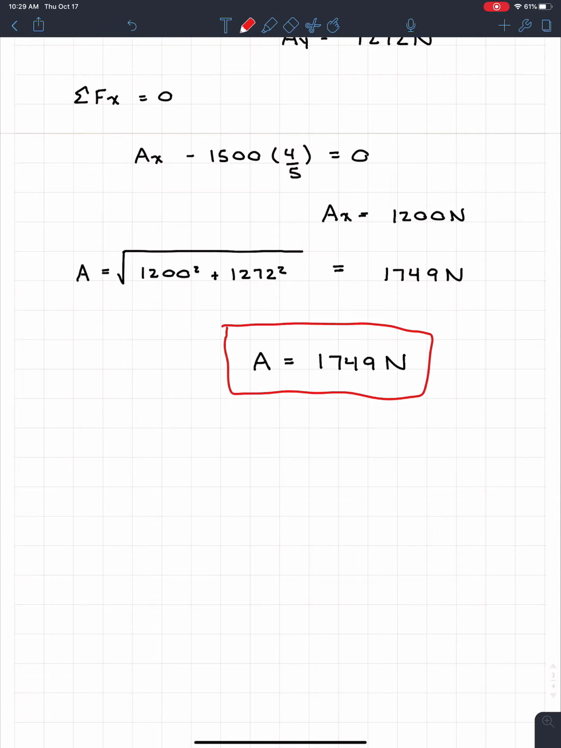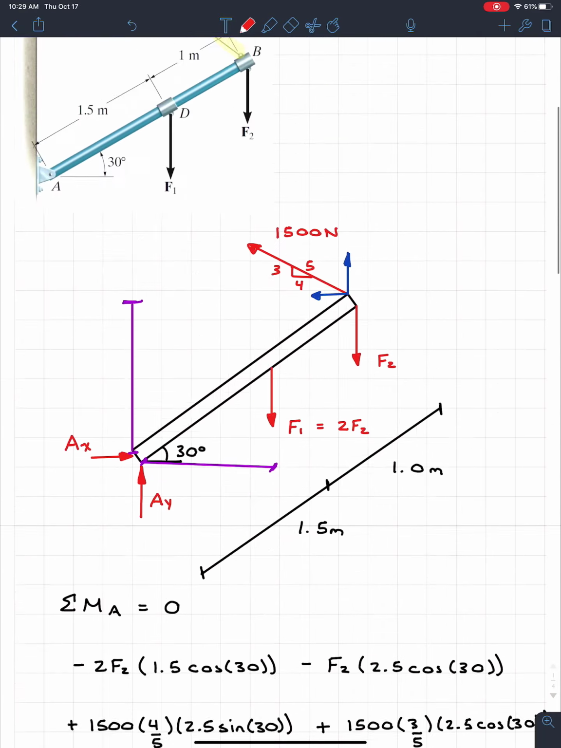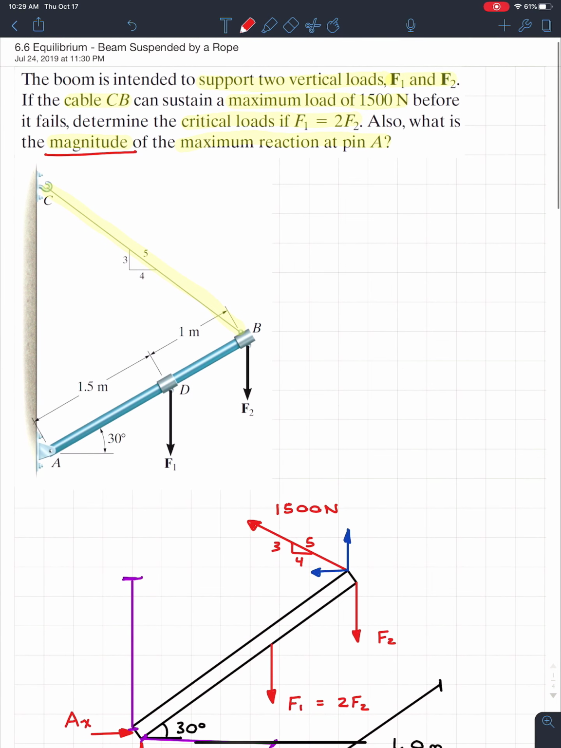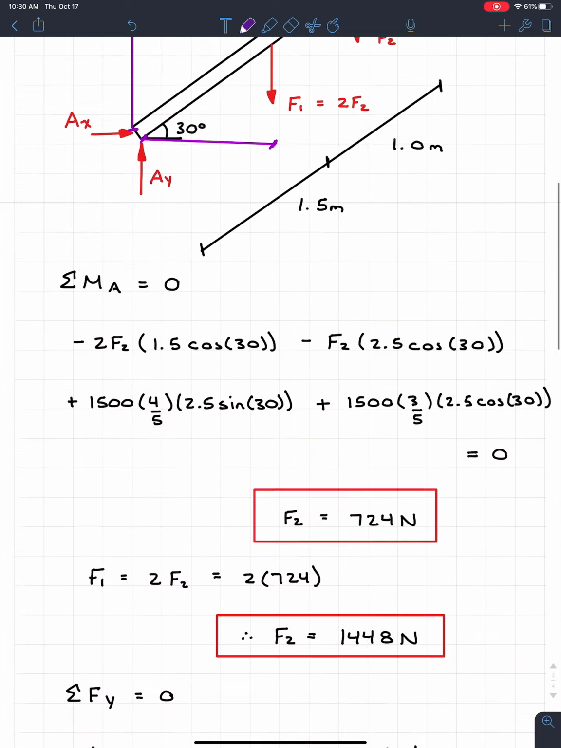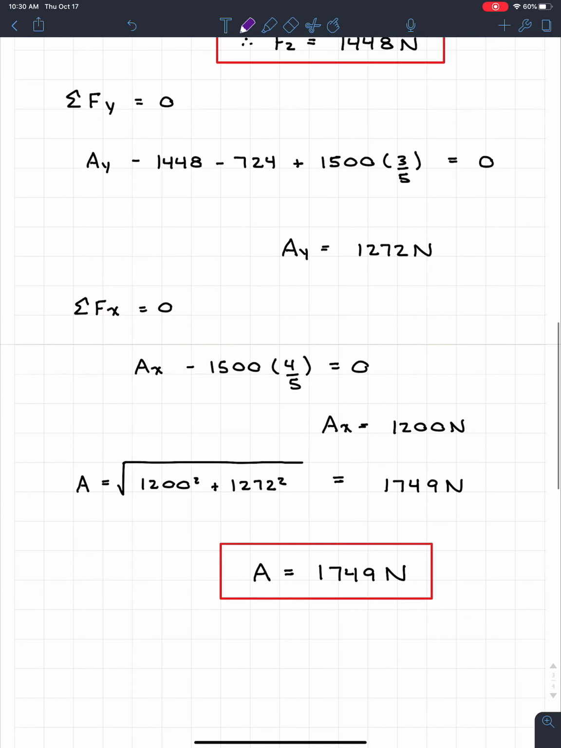And you guys might say, okay, Clayton, you just solved for that, but it said the maximum reaction at pin A. So shouldn't there be a little bit of a trick? And really, no. Because since we have the 1500 as a maximum over here, we solved for A based upon the maximum criterion, which is the maximum load. So this is what A would be.